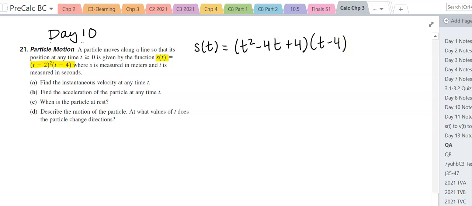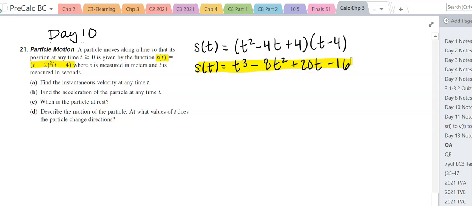And then you're just going to FOIL that out. And just to save some time, I'm going to tell you what you get. It's going to be t cubed minus 8t squared plus 20t minus 16. So that's what you get once you FOIL all of that. All right, so this is your position right here.